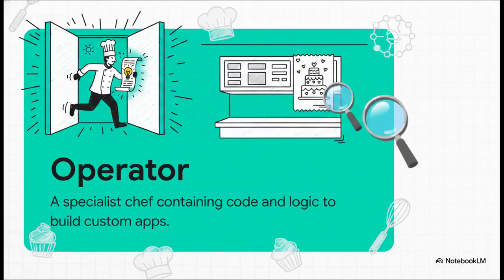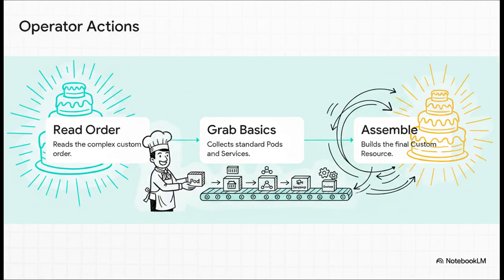Enter our hero. Bursting through the kitchen doors comes the operator, also known in the biz as a custom controller. The operator is a highly specialized executive pastry chef that you hire specifically to handle these complex, custom orders. This chef contains the actual code, the logic, and the intelligence to build your custom applications. They stand right there in the kitchen, completely ignoring all the basic orders, and they watch the API server's order board like a hawk, just waiting for a wedding cake ticket to pop up. And over on the assembly line, the exact moment that custom order is accepted, the operator jumps into motion.